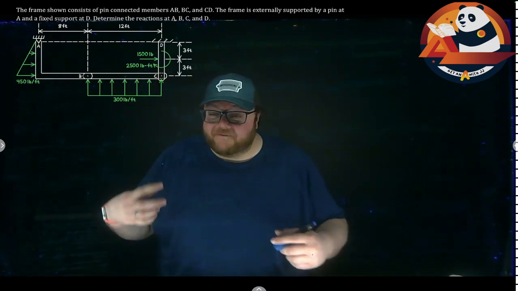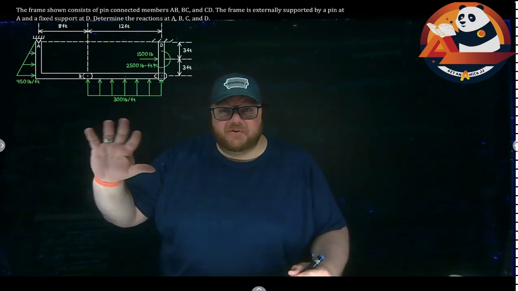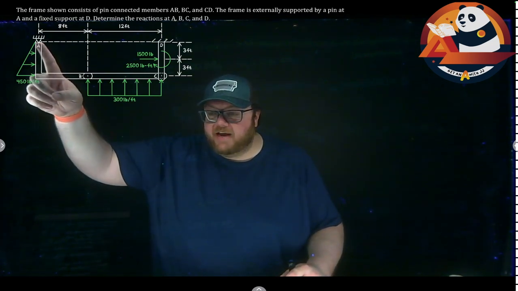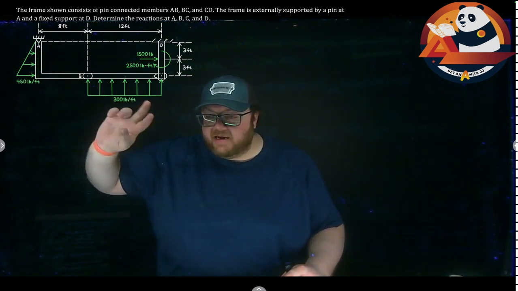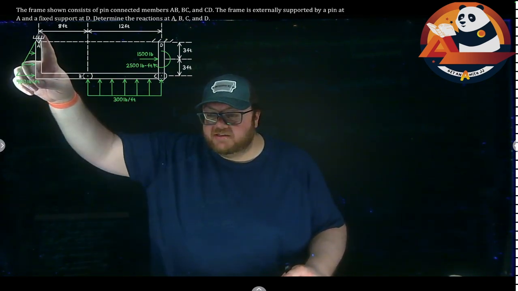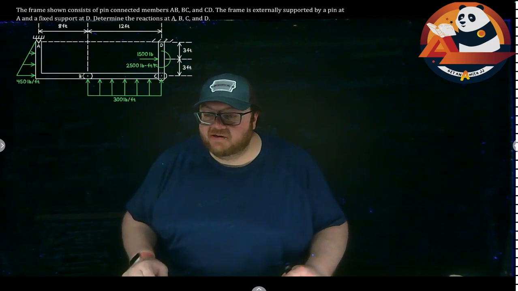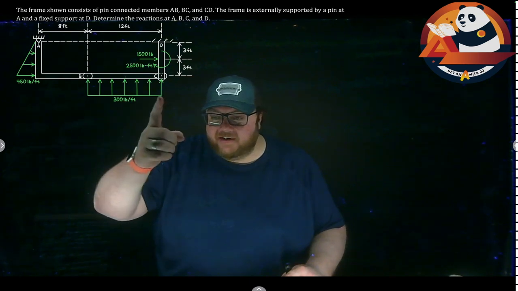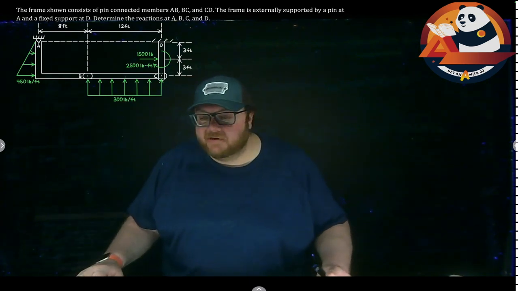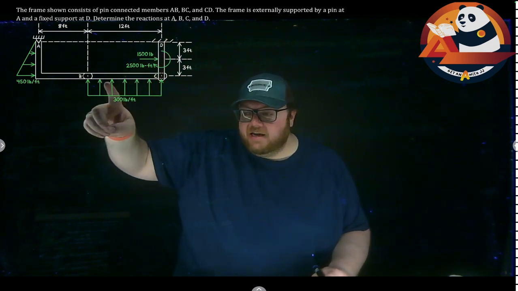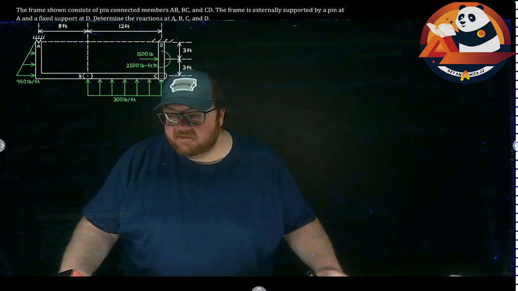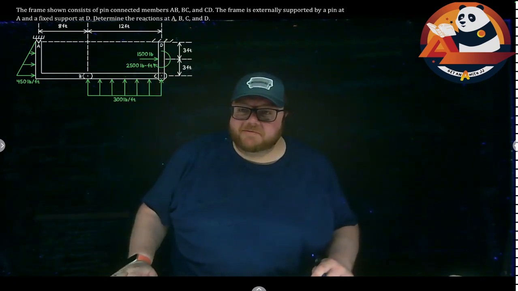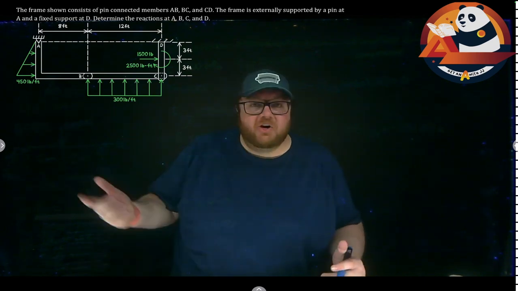So if we start this one out, our first step in a frame problem is to ask: do I have any two force members in here? Members with forces at only two locations. If we count that off, AB has forces at A and at B, but we also have this triangular distributed load, so we have forces all along here. Not a two force member. BC has things at B, C, and our distributed load, three locations, or actually an infinite number because of our distributed load. Not a two force member. CD has things at C, D, and we have our force and moment in here. Not a two force member either. So we can't deal with that one either. There are no two force members in this.